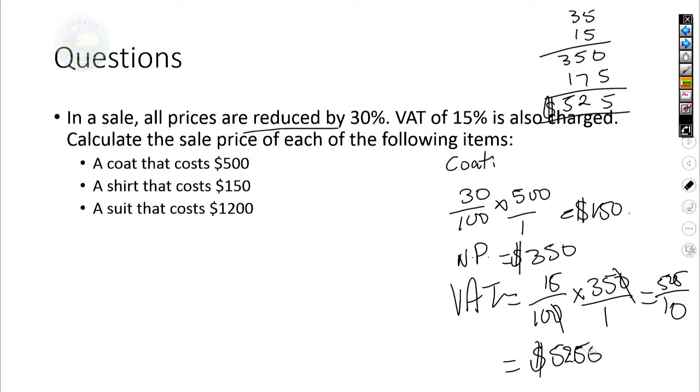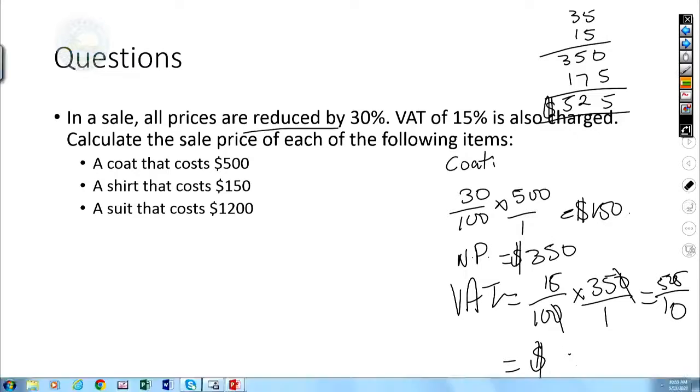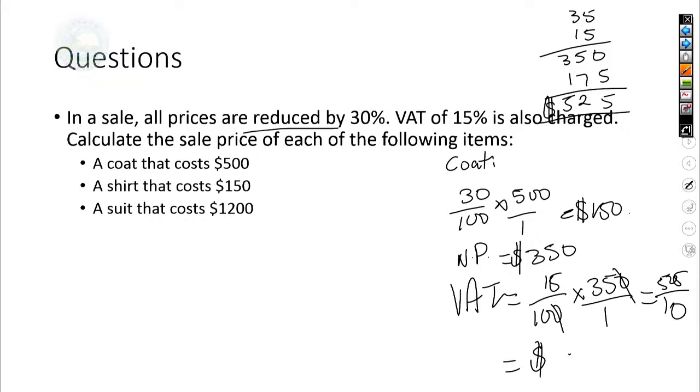Let's just write that over so that it will be clear. $52.50. Nice. So what's the total price going to be? It's going to be that $350, yeah, plus the $52.50. So then that will end up being $402.50.